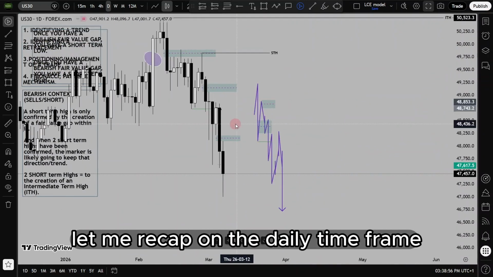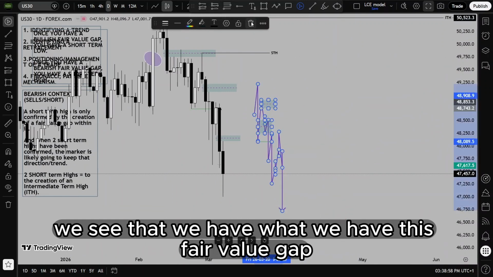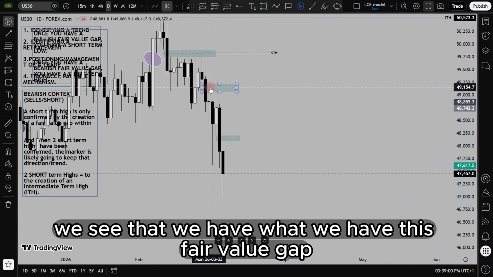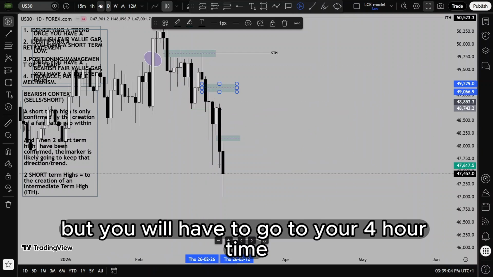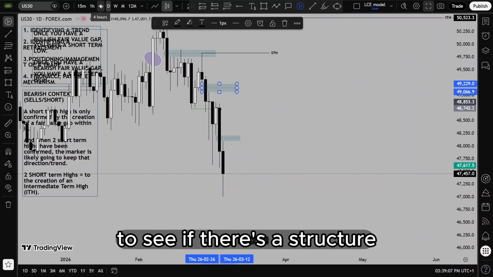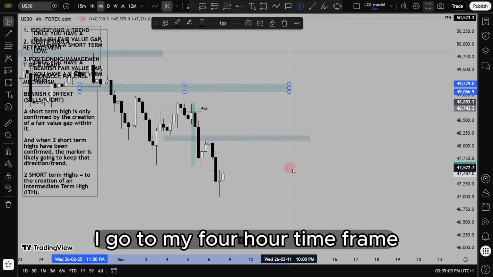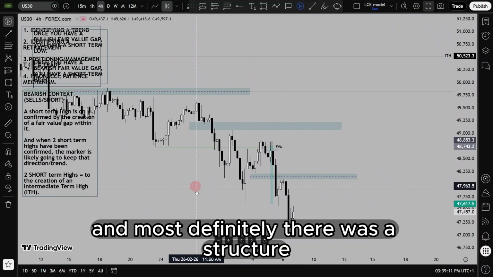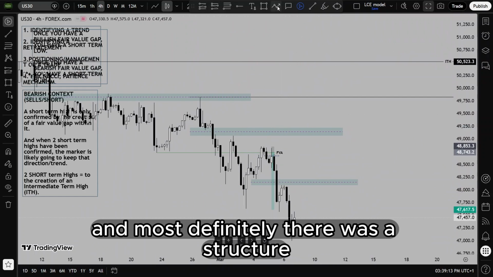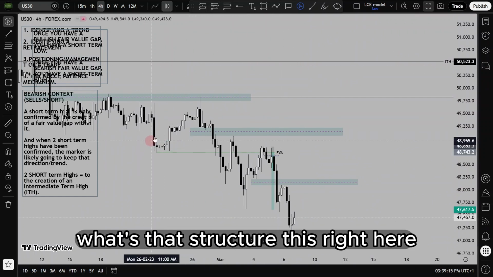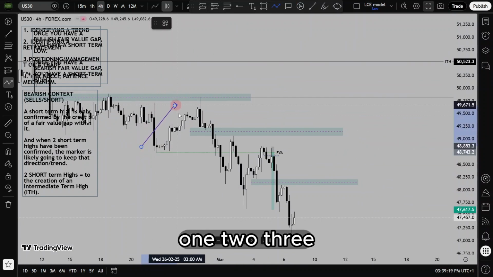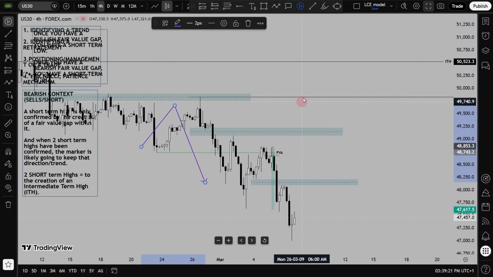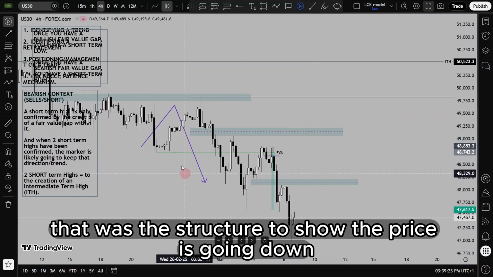On the daily time frame, we see that we have what? We have this fair value gap. Price has not traded back into the fair value gap yet, but you will have to go to your forward time frame to see if there is a structure. I go to my forward 4 hour time frame, and most definitely there was a structure. What is that structure? This right here. One, two, three.